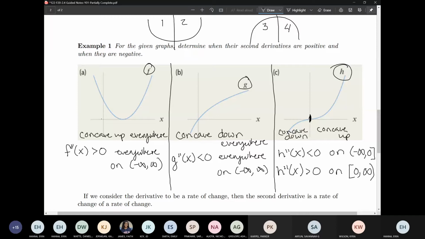Brackets versus parentheses, just like with increasing or decreasing intervals, it kind of doesn't matter as long as you never put a bracket on an infinity. Because just like with increasing or decreasing, it doesn't make sense to say a single point is concave up or concave down. Since you have to include an interval, you can include it or not, whatever floats your boat. If you always want to include it, or always want to exclude it, whatever floats your boat.